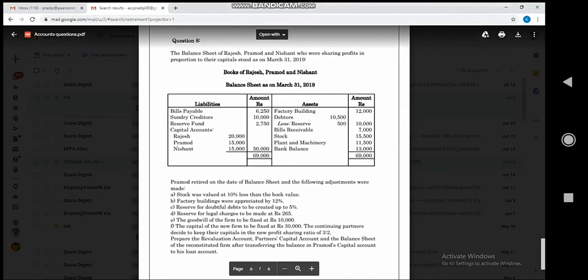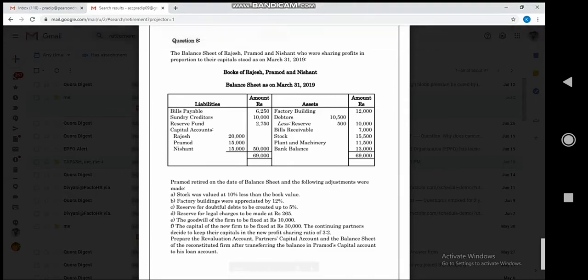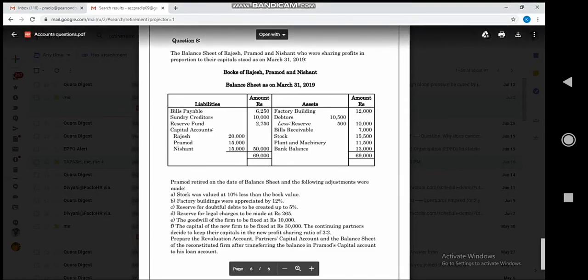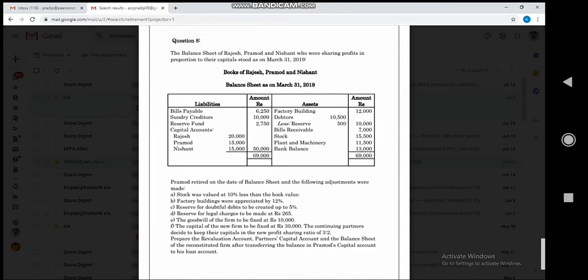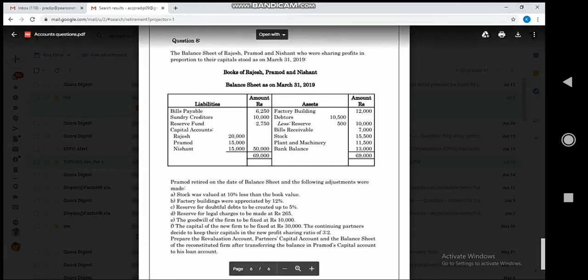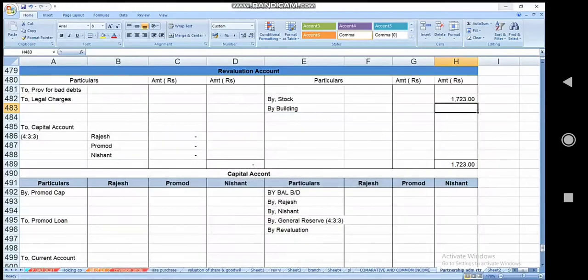Stock is undervalued by 10%. So we calculate the stock. Stock is undervalued means stock is reduced, so now we have to increase it. Whenever the stock is increased, the journal entry will be stock account debit to revaluation. So in the revaluation account, by stock 1723.